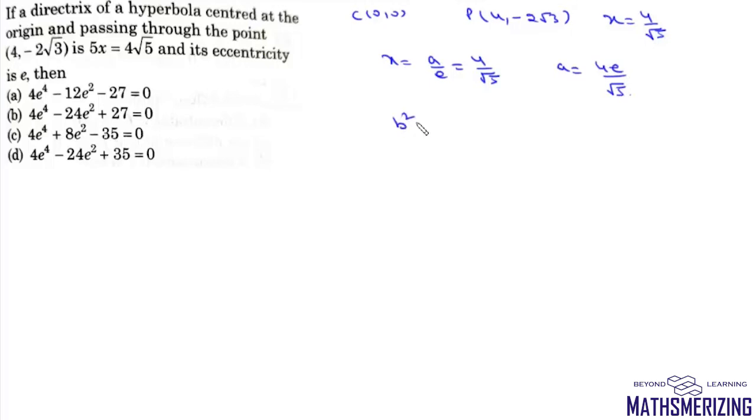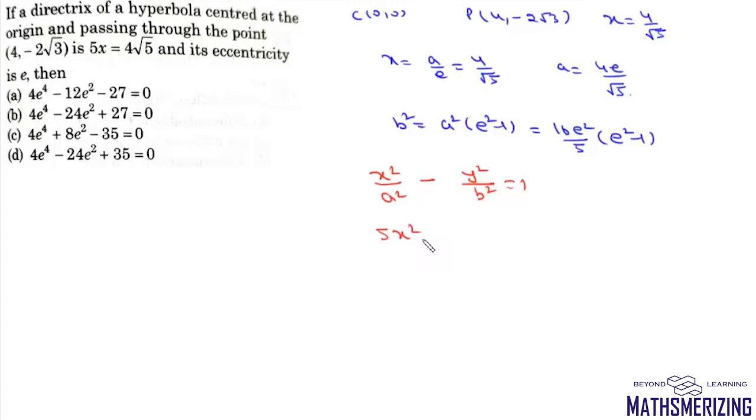Now we also know that b square is a square into e square minus 1. Now we know that a square is 16e square by 5, so b square is 16e square by 5 into e square minus 1. We'll write this equation as x square upon a square minus y square upon b square equals 1, where a is 4e by root 5. So it'll simply be 5x square upon 16e square, and then minus 5y square upon 16e square into e square minus 1, and this value is equal to 1.